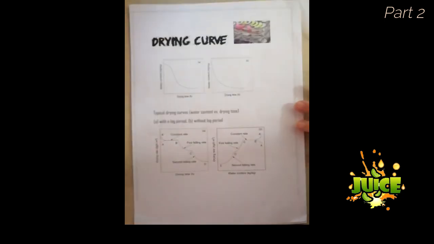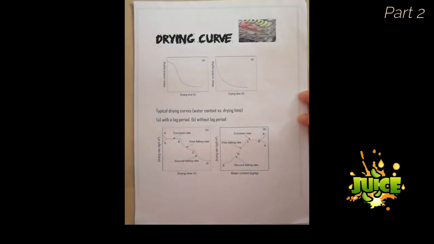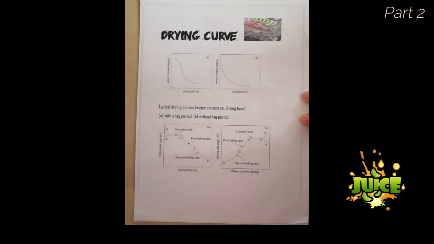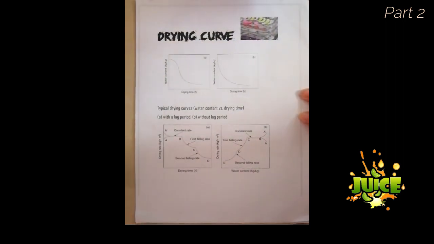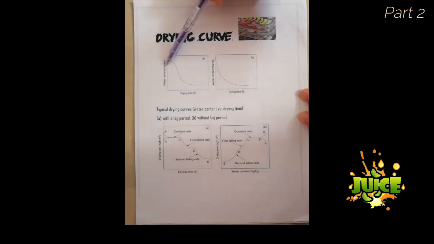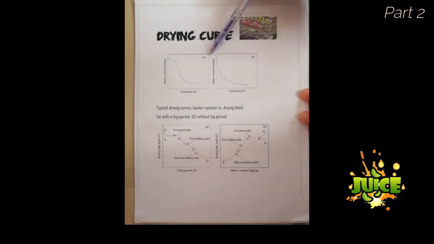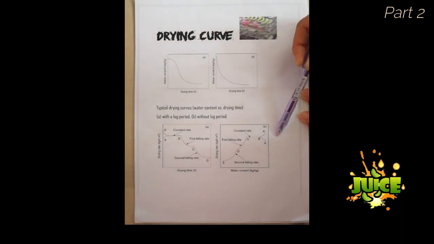Next, these are the examples for the drying curve. We may observe clearly that the left-hand side one consists of a lag phase, but the right-hand side doesn't consist of a lag period. So now, turn to the diagram below. We can clearly observe that they have three categories. First, constant rate. What is constant rate?